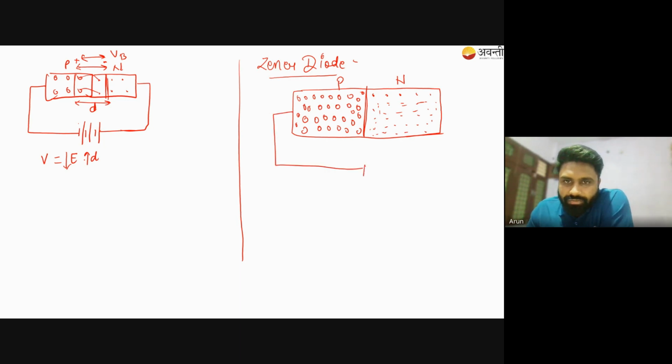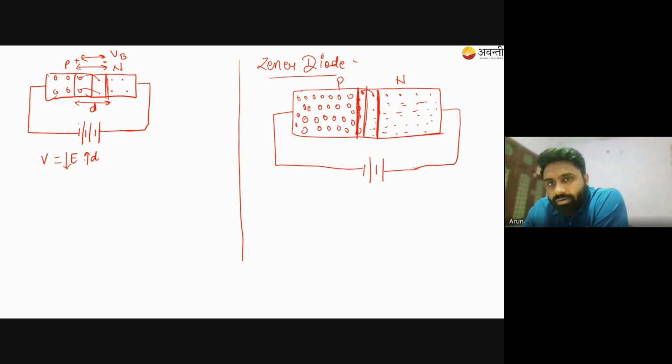Now if it is connected to reverse biasing, what will happen? Because of the high concentration, this hole will occupy this, but the depletion width formed here will be small because the concentration of holes and electrons is very high. If they are very high in concentration, they can easily cross. The possibility of flow of current will be high, which means the depletion width is low, D dash. This D dash is very much less than this D here.